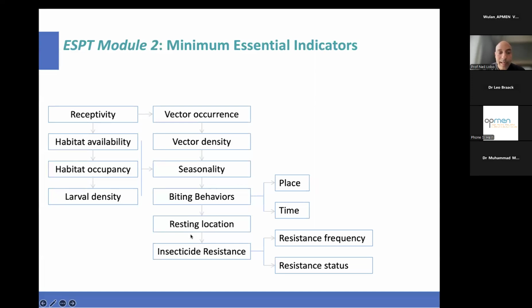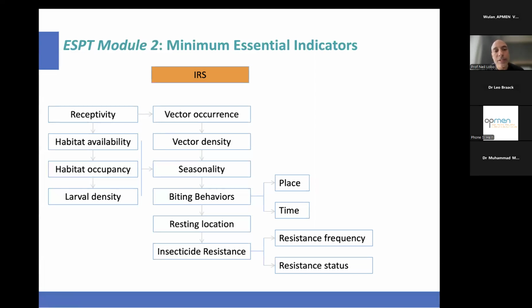Resting location, and as you might imagine, if they're resting indoors, IRS or indoor residual spraying is really important. If they're biting late at night indoors, bed nets can be useful. So it's about understanding what minimal essential indicators to add into your entomological surveillance to answer your question. And of course, insecticide resistance. Now, what's cool about this is when we look at minimal essential indicators, let's say we look at indoor residual spraying. The first question is, how does indoor residual spraying work, right?